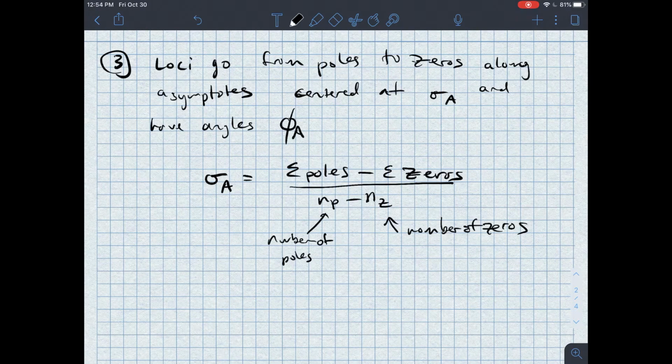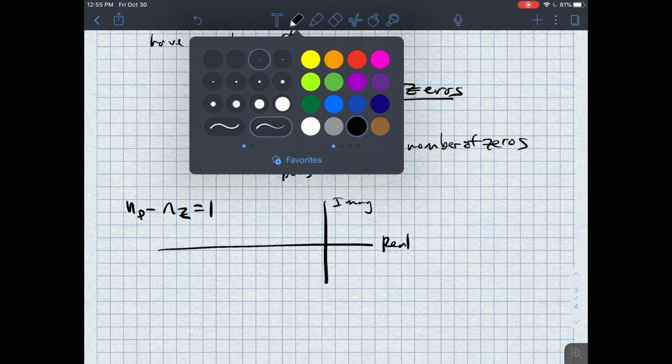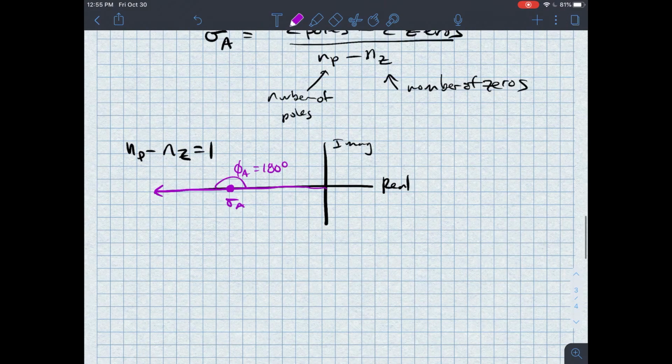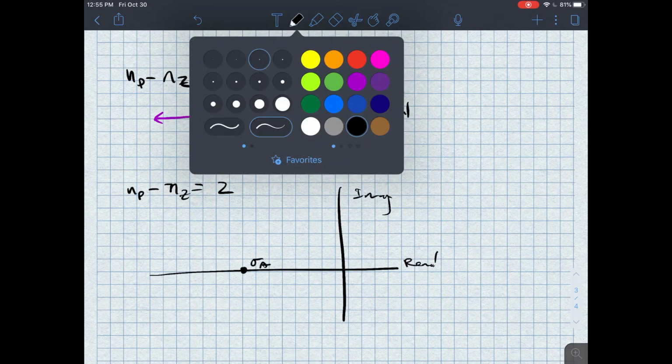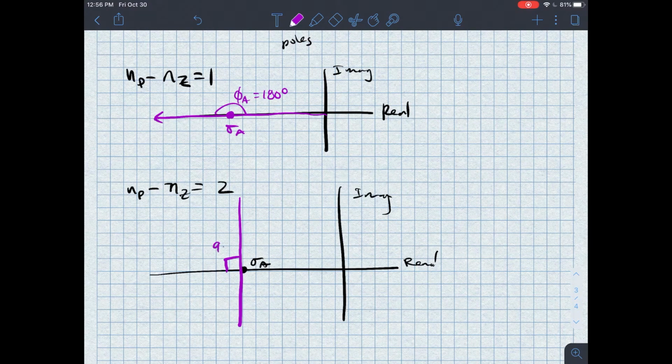So the shape of the asymptote and the angle is defined based on the value of NP minus NZ. If NP minus NZ is equal to 1, then my asymptote looks like this. The asymptote is along the real axis. And so if sigma A is my center, then phi A is 180 degrees. You always have to remember to check your asymptote. If NP minus NZ is equal to 2, sigma A is the center, then the asymptote is a vertical line centered at sigma A, and the angle away from the real axis is 90 degrees.